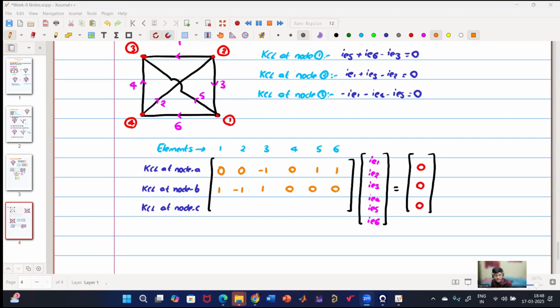What will be the coefficient of IE1, IE2, IE3, IE4, IE5, IE6? And she mentioned in the chat -1, 0, 0, -1, -1, 0. Okay, so -1, 0, 0, -1, -1, 0. Yeah, very good. So everyone agree with this? Yes, sir.